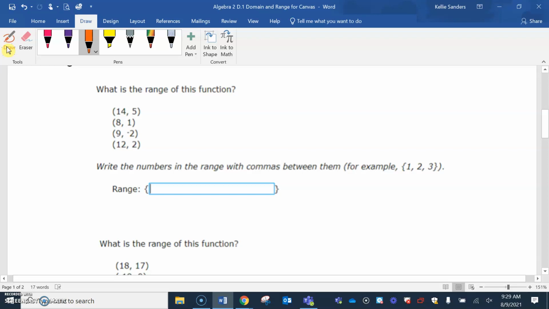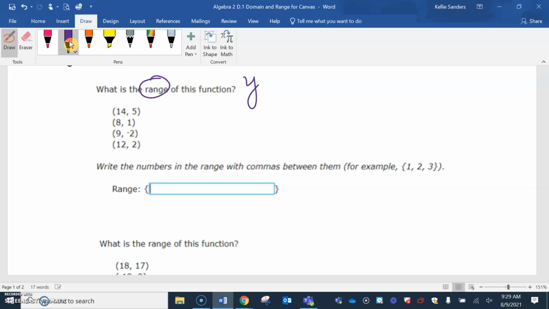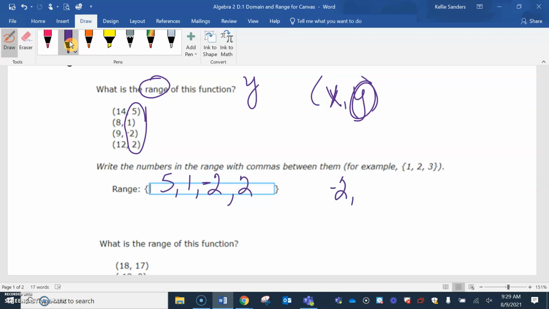Range. Well, this is a little bit easier because they already have it listed for us. And remember, the range is the y's. And if you have a point already listed, your y is the second number. And so you could do 5, 1, -2, +2 if you just wanted to go straight down, or if you're a little bit neater, you could put them in order, -2, 1, 2, and 5. You can put them in any order as long as they are all listed.